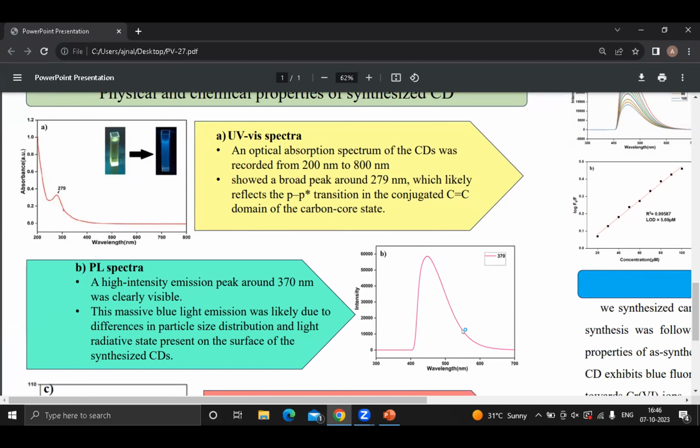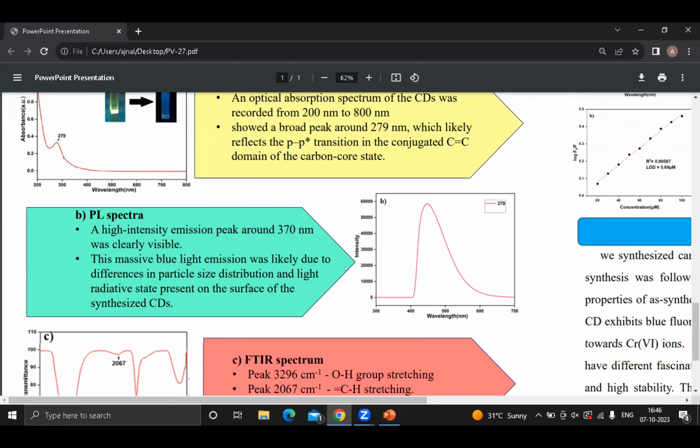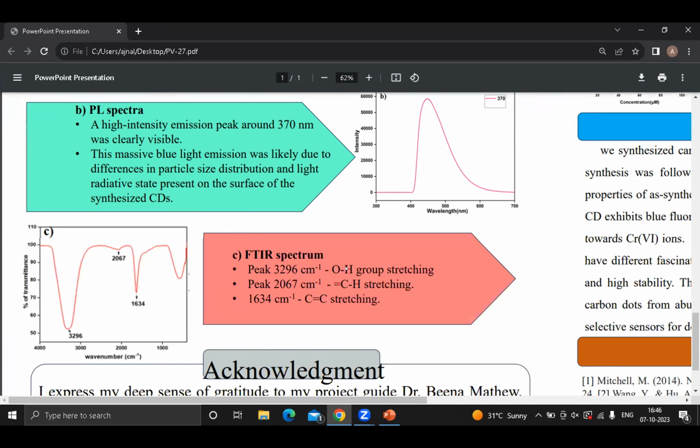In the second figure, we can see an emission peak around 370 nanometer was clearly visible. The blue light emission was likely due to the difference in the particle size distribution and radiative states present on the surface of the synthesized CDs. The third figure represents the FTIR spectra of the CDs.